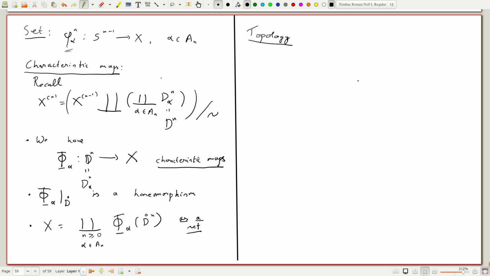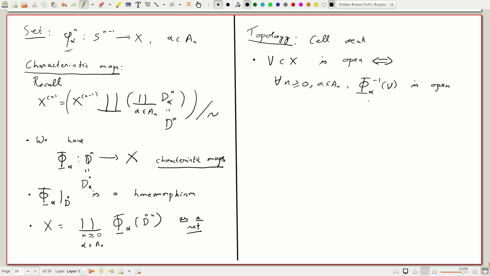And so we can also look at the topology now in terms of these characteristic maps phi alpha. We have already seen this with attaching maps, so it's simply a reformulation of a definition we had already seen. So this topology is the cell weak topology. And let's define it in two ways in terms of open sets. So let's say V contained in X is open if and only if the following holds. For all n greater than or equal to 0 and alpha in A_n, phi alpha inverse of V is open.